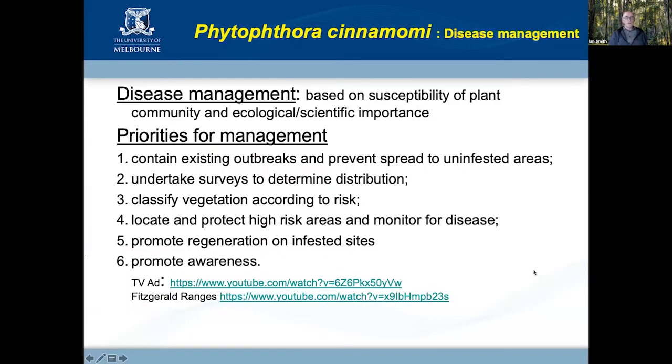So our disease management approach is based on the susceptibility of plant communities and the ecological and scientific importance. So far, the pathogen is so widely spread throughout Victoria now, it's really a case of trying to contain the existing outbreaks and prevent spread into uninfested areas. So there's a lot of effort going into trying to find these uninfested areas that are of high ecological value, and then take precautions to make sure you don't introduce it to those areas. And so you classify the vegetation according to risk and locate and protect the high risk areas.